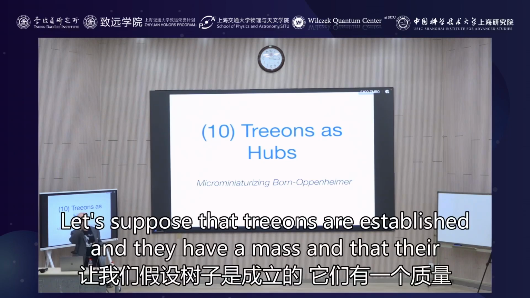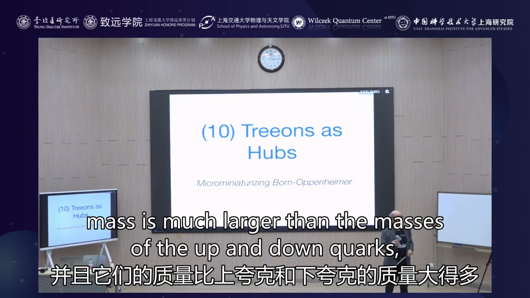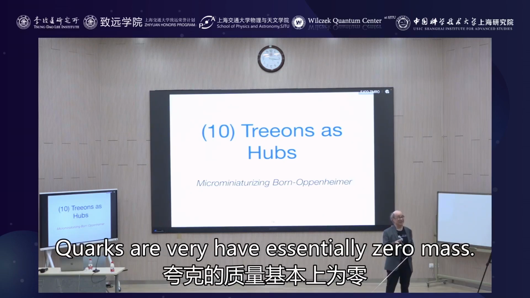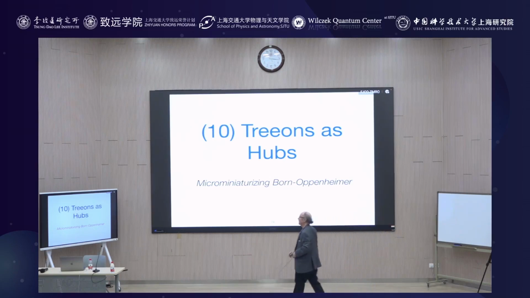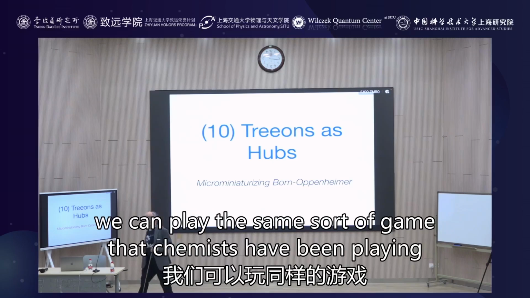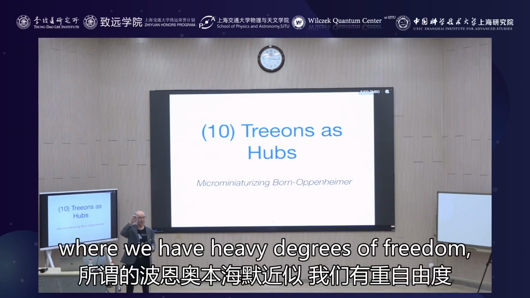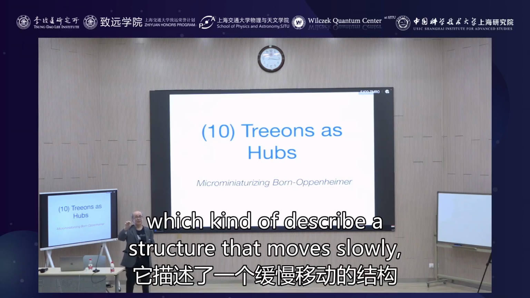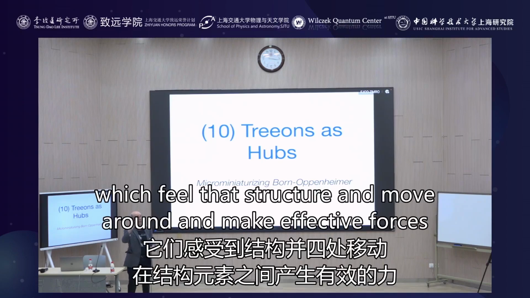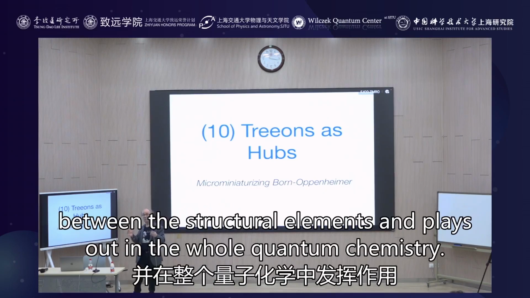Okay, so let's suppose that trions are established and they have a mass, and that their mass is much larger than the masses of the up and down quarks, which is probably the case since the up and down quarks have essentially 0 mass. So now we can play the same sort of game that chemists have been playing for decades, the so-called Born-Oppenheimer approximation, where we have heavy degrees of freedom, which describe a structure that moves slowly, and then light degrees of freedom, which feel that structure and move around and make effective forces between the structural elements, and that plays out in the whole of quantum chemistry.